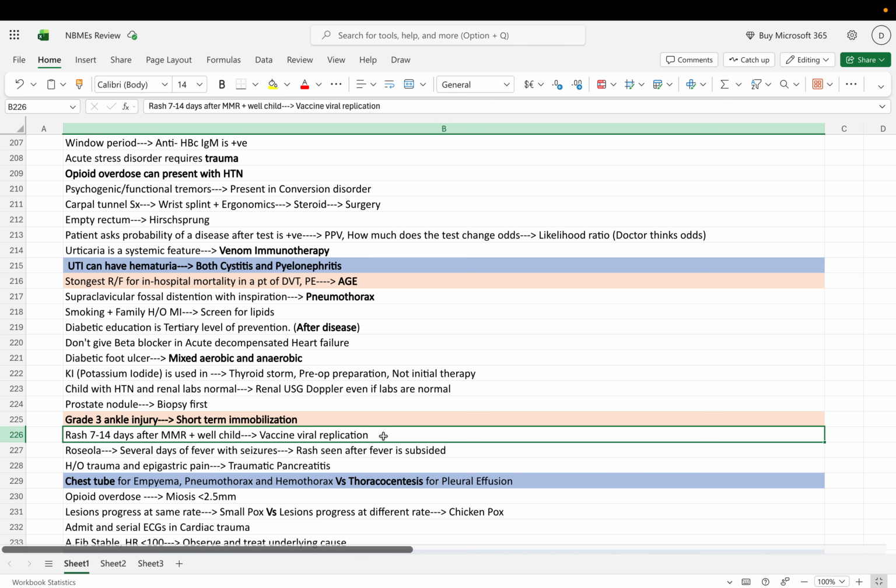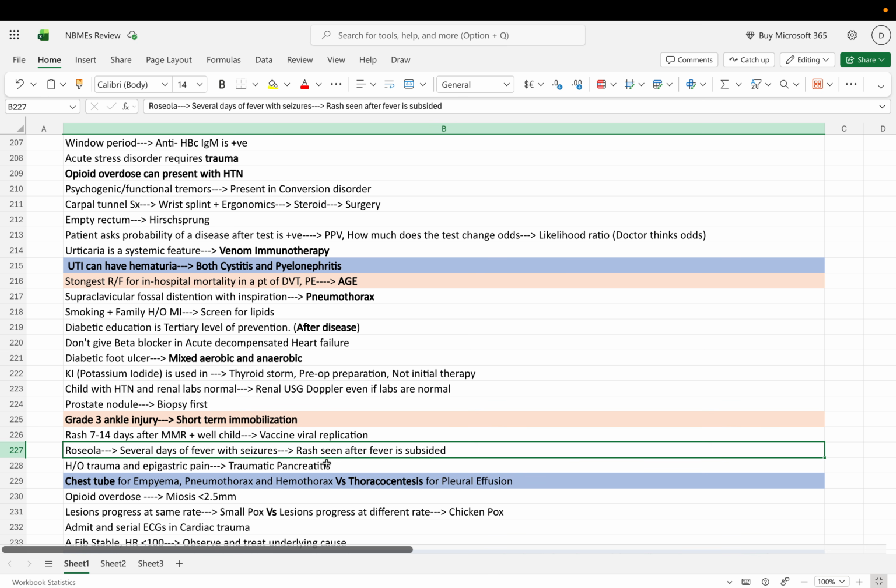Rash seen 7 to 14 days after MMR vaccine, plus the child is well. This is most likely vaccine viral replication. Several days of fever with seizures followed by rash after the fever has subsided. The diagnosis is roseola.